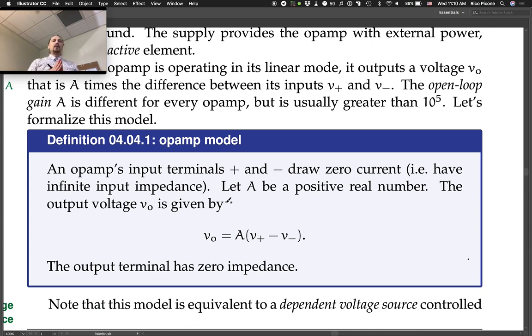Then let A be a positive real number. So that's the open loop gain. The output voltage V out is given by the product of A and the difference between V plus and V minus. The output terminal has zero impedance, so when you model it, you don't have to put like a resistor on it like you do if you have an output impedance. So that is our model, and it's a really good model almost all the time.